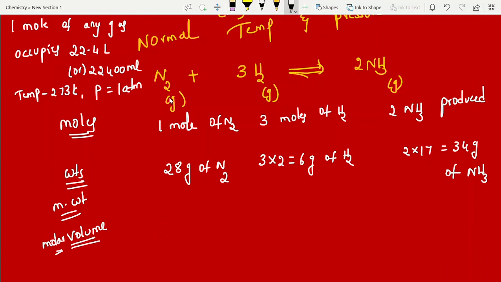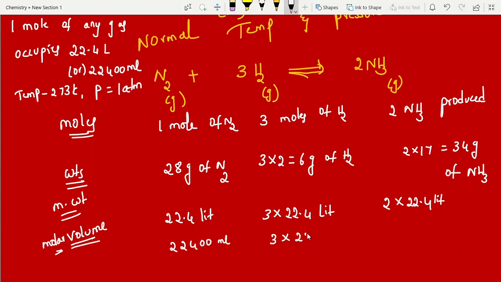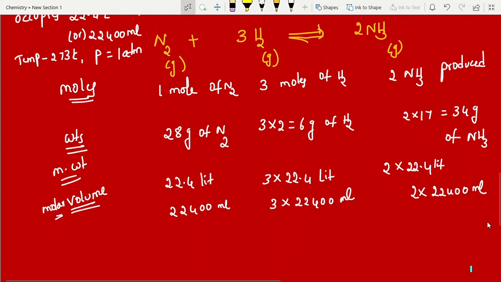This is 1 mole, no? 1 mole means how much volume, students? 22.4, irrespective of the gas, any gas, no problem. That's it. This is 3 into 22.4 and this is 2 into 22.4 liters. If they ask in ml, you can take it that way: 22,400 ml reacting with 3 into 22,400 ml gives 2 into 22,400 ml of NH3. Clear, students? Next, one more point: Avogadro number.